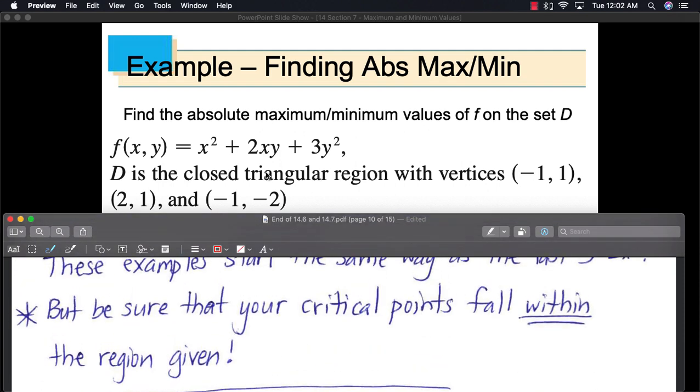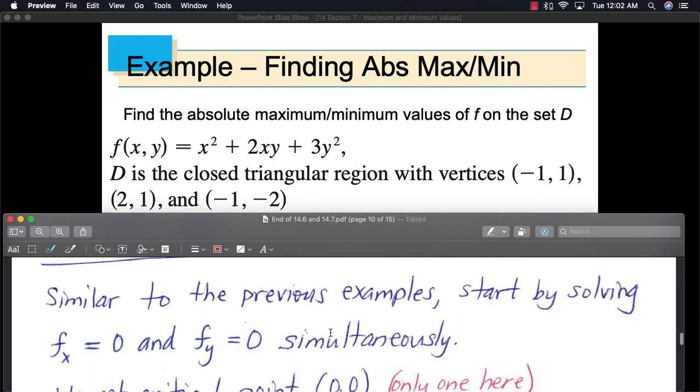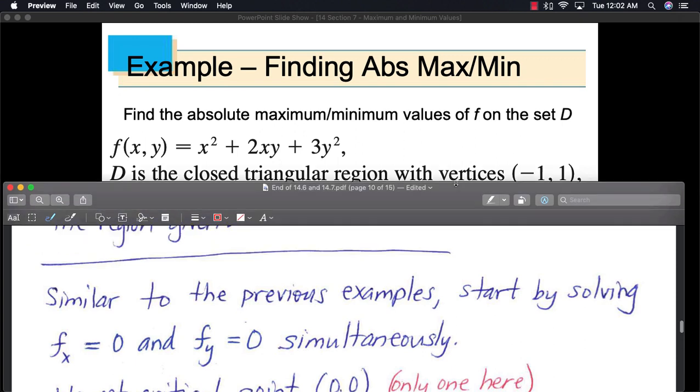Now, just so you know, it would be a good idea to sketch these regions before you start, but because you can start these examples similar to the previous three we just did, you actually do not need to draw the picture to find those critical points of the function itself. You just simply do the same thing we did before. We're going to go ahead and solve for the first derivative with respect to x and with respect to y. Set them both equal to 0. Solve them simultaneously. Let's start there.